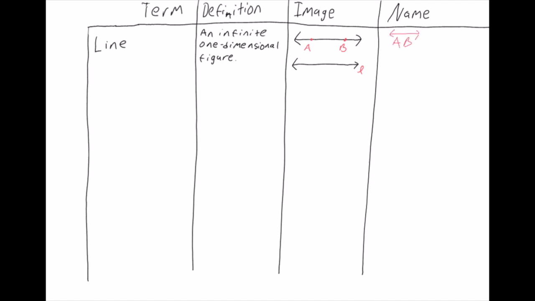So to name this line, we have line AB, with a line over it with the arrows to show that it's a line. Or we can just have the cursive L there to call it line L.